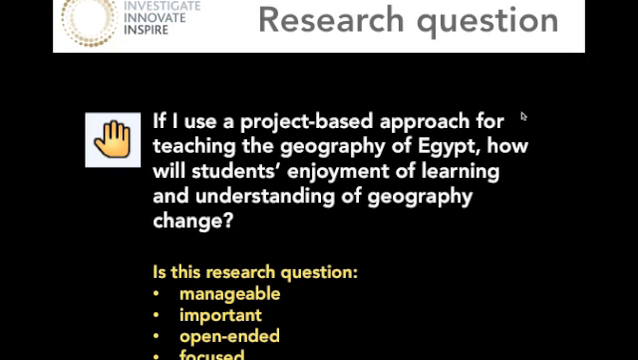Is it important? Yeah, absolutely. For engagement, it's extremely important. That's what makes their learning authentic. Is it open-ended? Yes. How will it improve and change? And is it focused? Yes. Yeah, I think so. It's a good one. I like it.